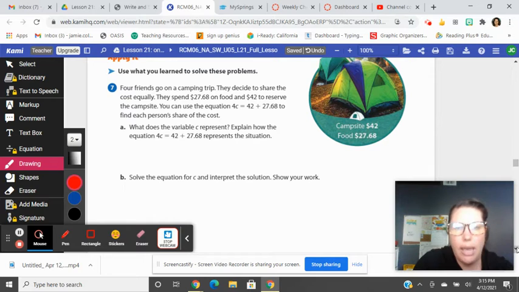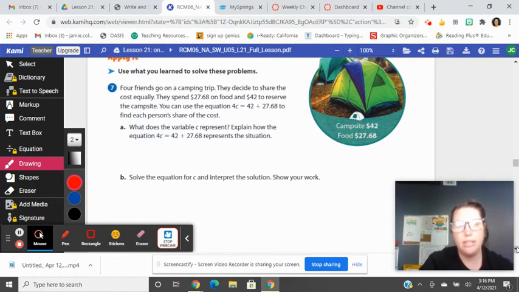4 friends go on a camping trip. They decide to share the cost equally. They spend $27.68 on food and $42 to reserve the campsite. You can use the equation 4c equals 42 plus 27.68 to find each person's share of the cost. What does the variable c represent? Explain how the equation 4c equals 42 plus 27.68 represents the situation.